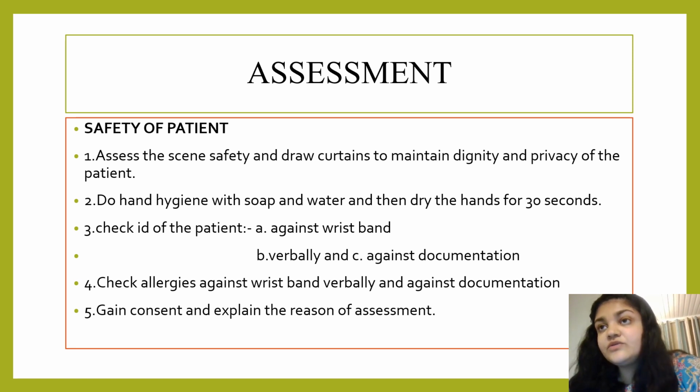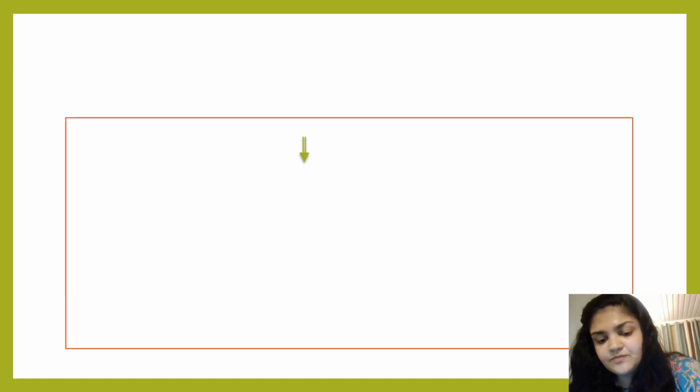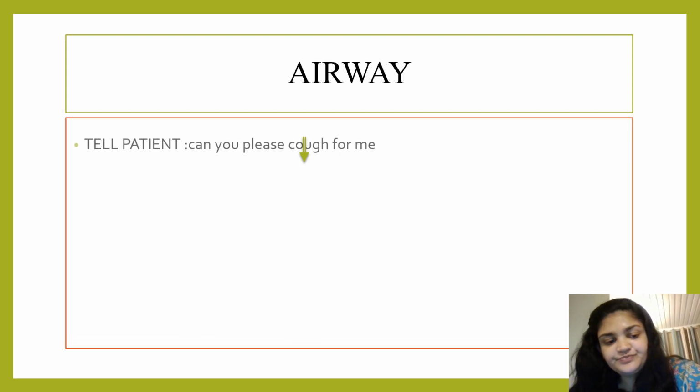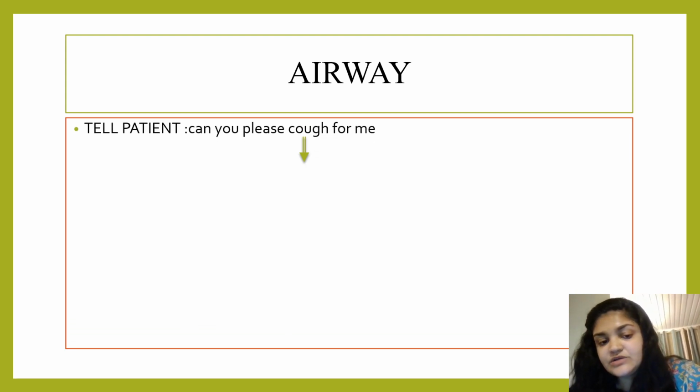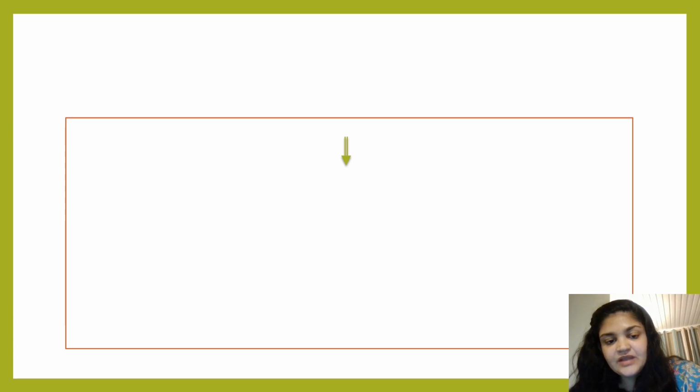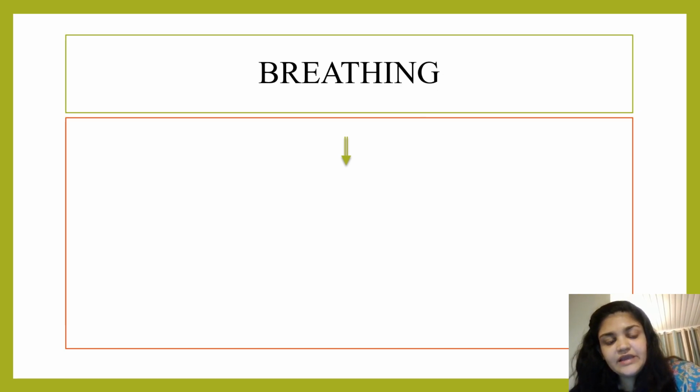Then consent. We have to gain the consent of the patient and explain the reason for the station or whatever we are doing. Then next is assessment of the airway. We have to ask or tell the patient, can you please cough or open your mouth. Then we assess, and say that there are no visual obstructions in the airway and the airway is clear.